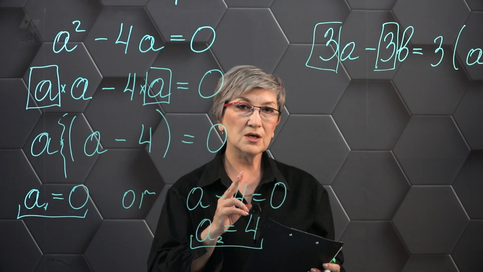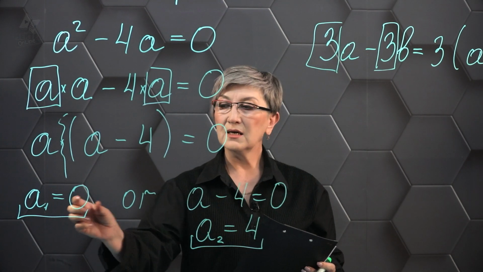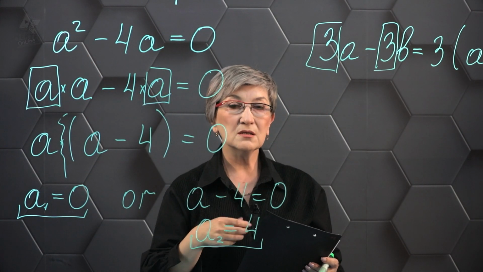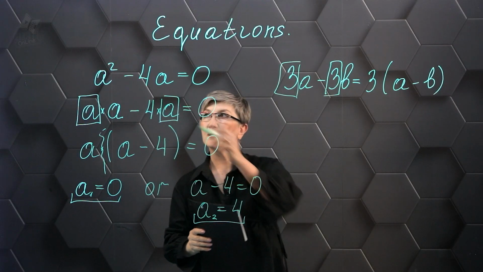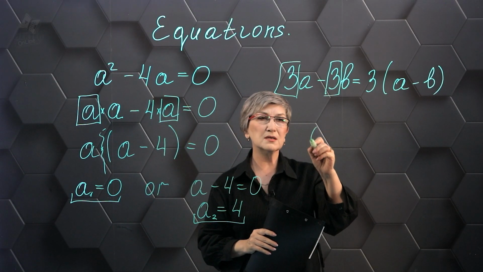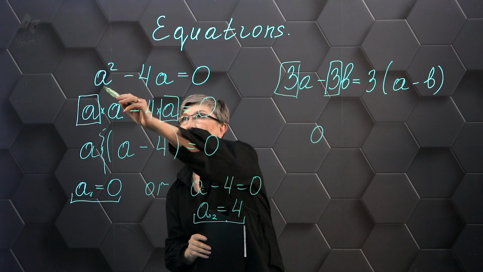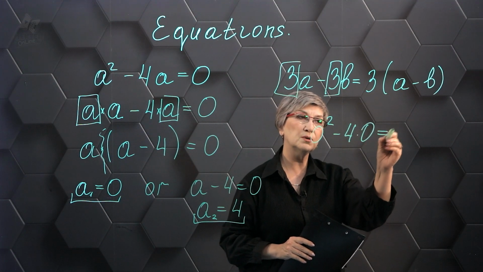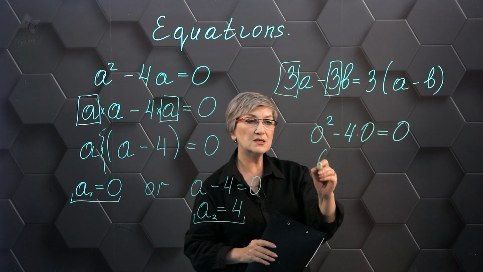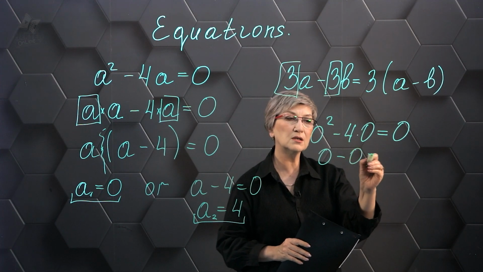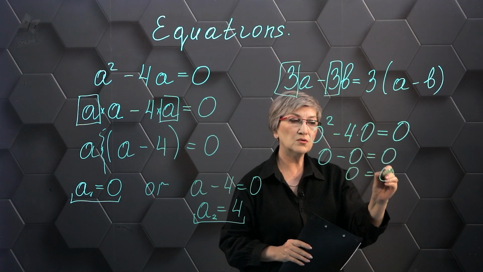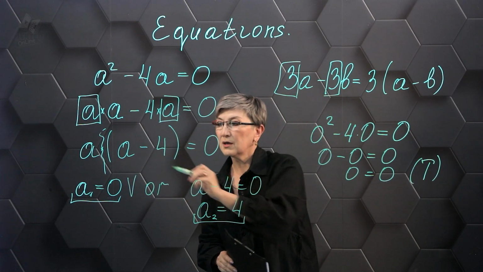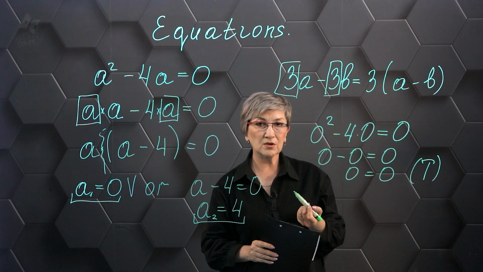Either way, we get two solutions, two roots, and if we substitute 0 into our original equality, then we have an equality. Let's check it out. Instead of a, I'm going to substitute the first value, which is 0. a squared, 0 squared minus 4 times 0 must equal 0. Let's see, 0 squared is 0, minus 4 times 0 is 0, and we see that 0 equals 0. That's a valid equation. And so, therefore, the root a equal to 0 is the root of our equation.